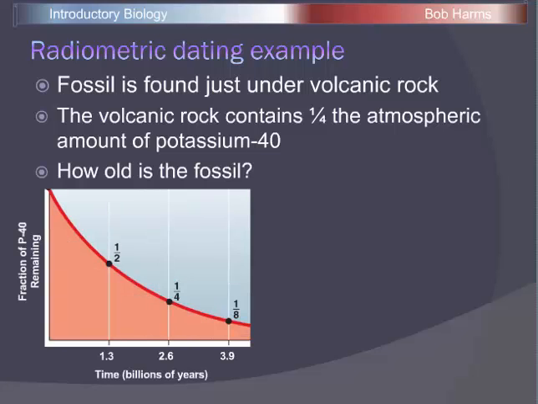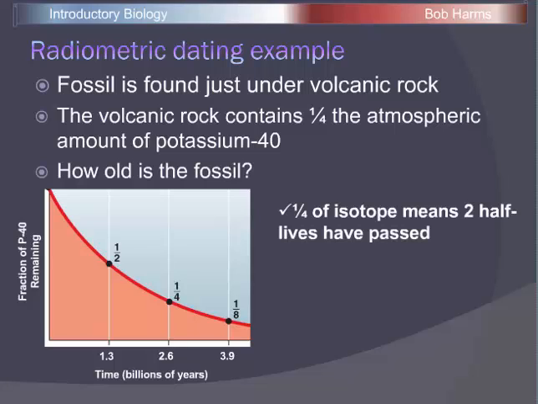Well, we know that our potassium-40 is gradually breaking down, and we said it has a half-life of 1.3 billion years. So if the fossil was 1.3 billion years old, I'd expect half the amount of potassium-40. If it's 2.6, a fourth the amount. If it's 3.9 billion years old, an eighth of the amount.